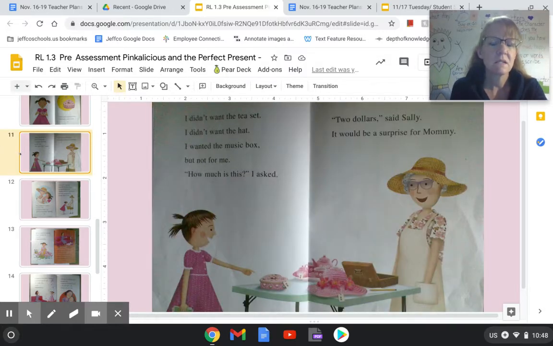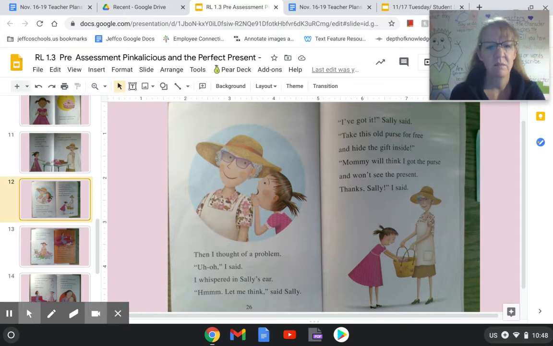I didn't want the tea set. I didn't want the hat. I wanted the music box. But not for me. How much is this? I asked. $2, said Sally. It would be a surprise for Mommy. Then I thought of a problem.